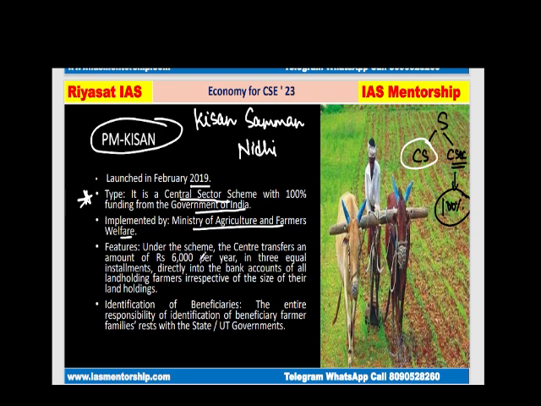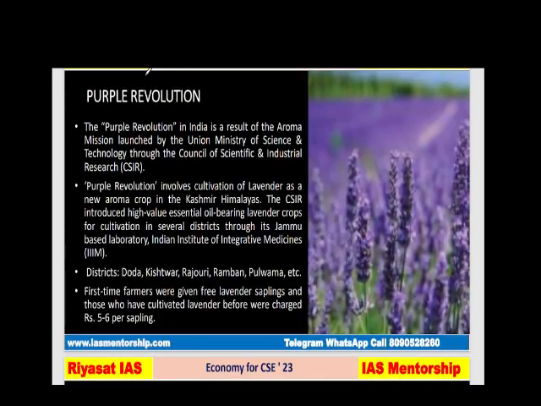Now farmers are given 6,000 per year in 3 installments, which means 2,000, 2,000, 2,000. Okay, in 1 year they are getting in 3 installments 6,000 rupees, irrespective of the size of the land holding. And who is responsible for identifying the beneficiaries? Completely state and UT governments. Clear? So this is your PM Kisan, you need to know.